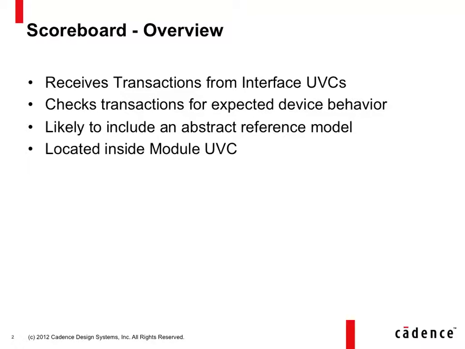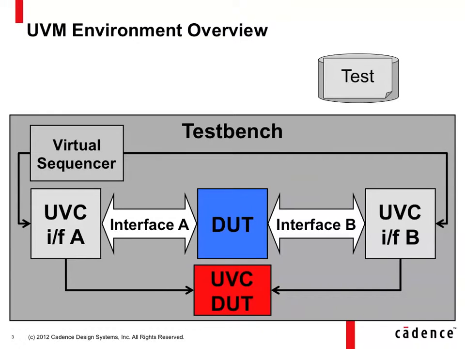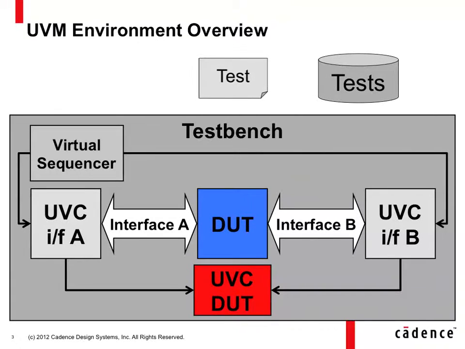The scoreboard is located inside of the module UVC, which is responsible for the whole device operation. And inside of the module UVC is actually another layer called a monitor where the scoreboard resides. So in our whole test bench scenario, in order to check the device operation, we include a scoreboard in our module UVC, to check whether all the traffic that we see here going through the device is resulting in the expected behavior.